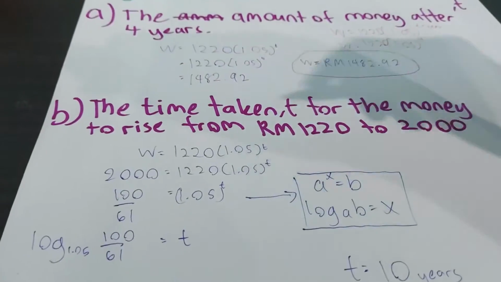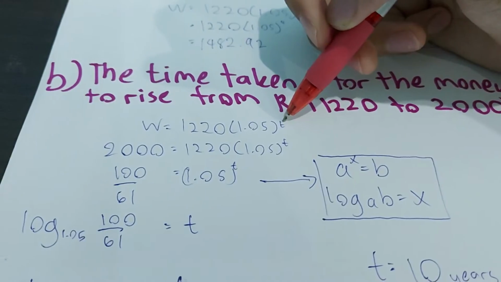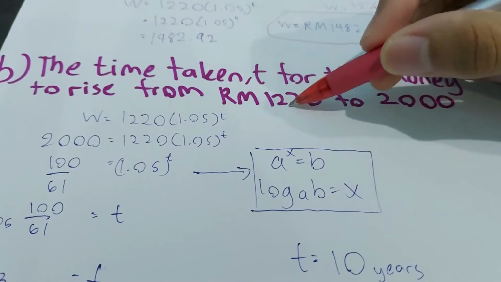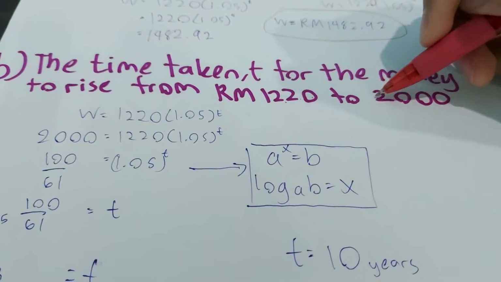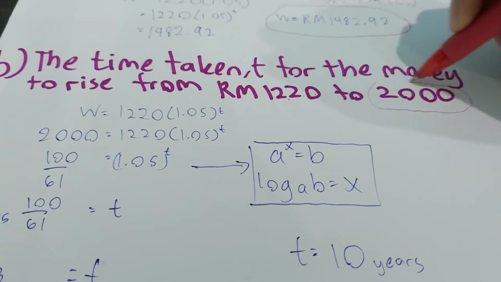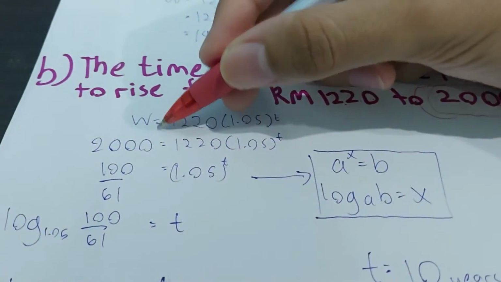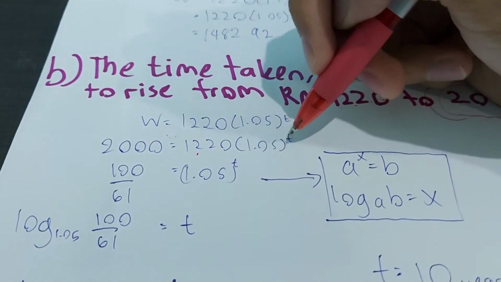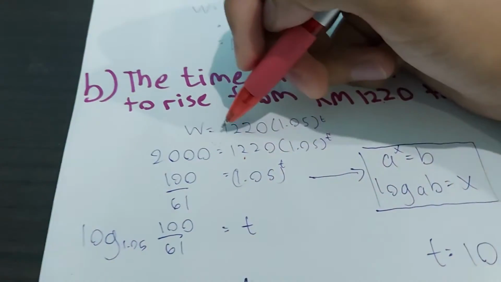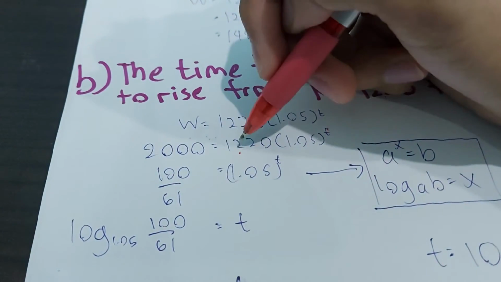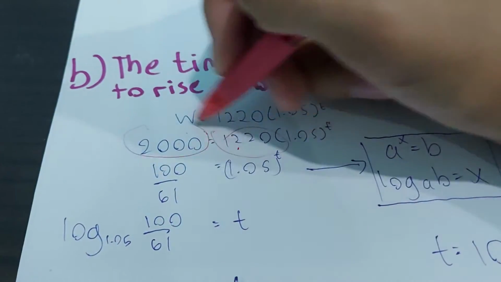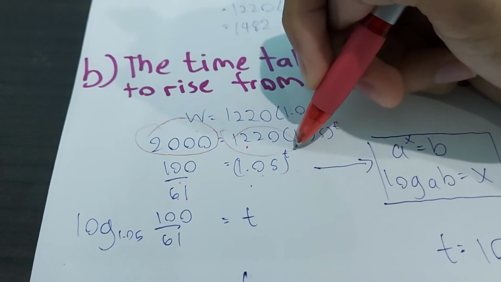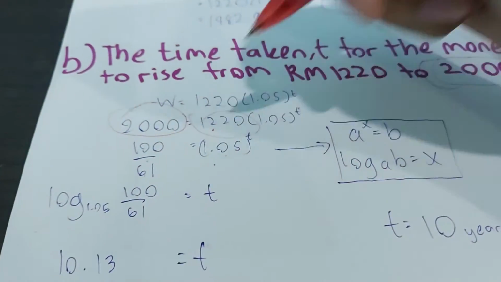So just simply write down the formula again, and notice that the question said from 1,220 to 2,000. So we just need to use the 2,000 here. Replace W with 2,000, which gives 2,000 equal to 1,220 times 1.05 to the power of t, and then simply divide by 1,220. Dividing these two numbers, we get 100 over 61 equal to 1.05 to the power of t.